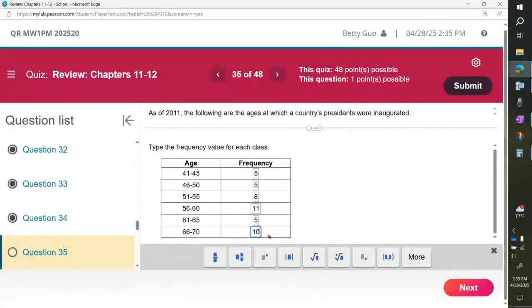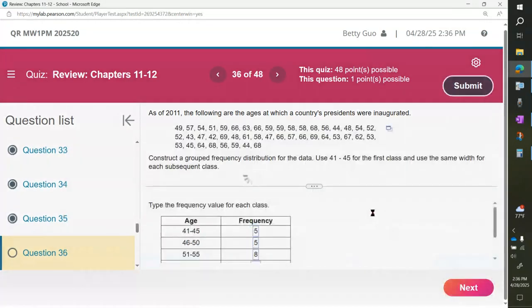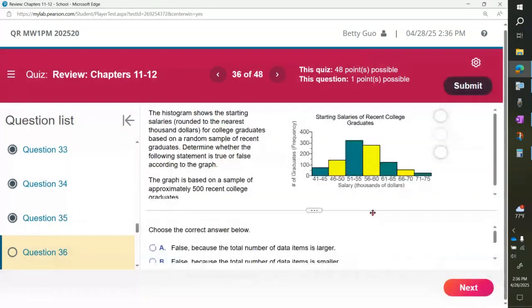So let me add the frequencies together to see if I have 44. That's one way to check our result. So that's 10, that's 18, 29, 34, 44. Okay, I think I did not make any mistakes. So that's it. Question number 36.